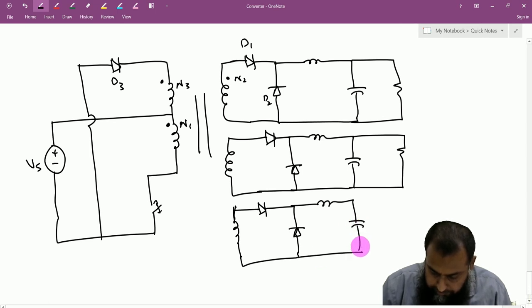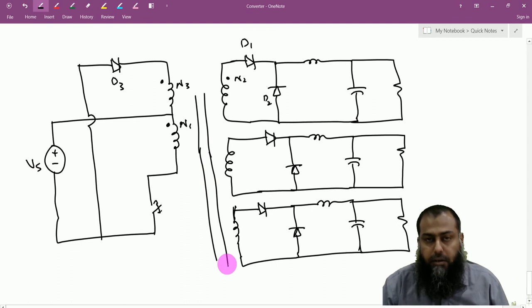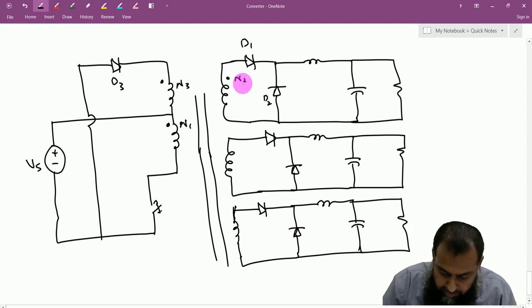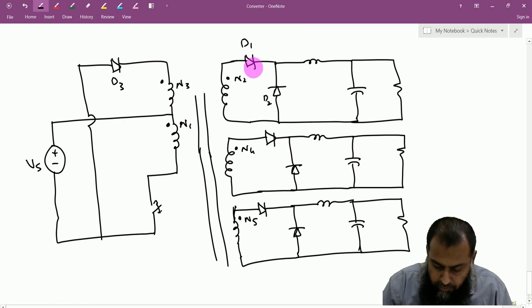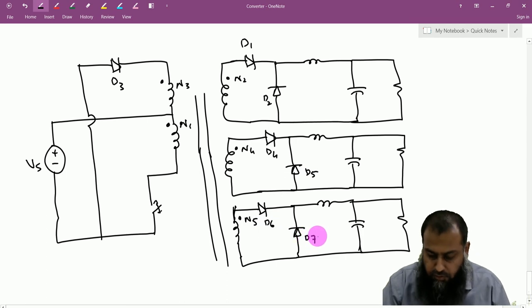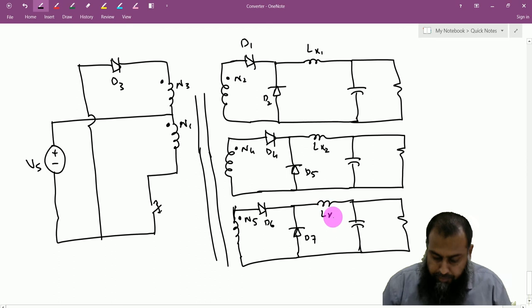So now you see here that all of these windings are magnetically coupled through this primary side. So we have this N2, let us say this is N4, and let us say this is N5, right? And we also have this D1, D2, D3. So let us say this is D4, this is D5, this is D6, and this is D7. And we can also specify this is LX1, this is LX2, and this is LX3.